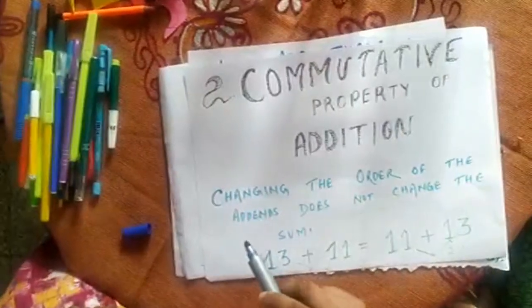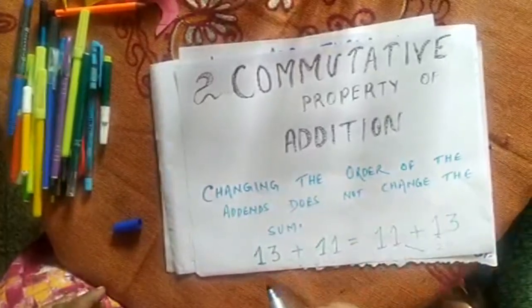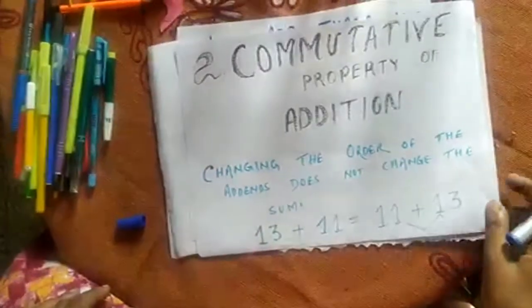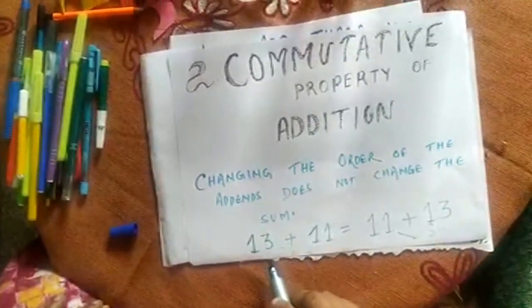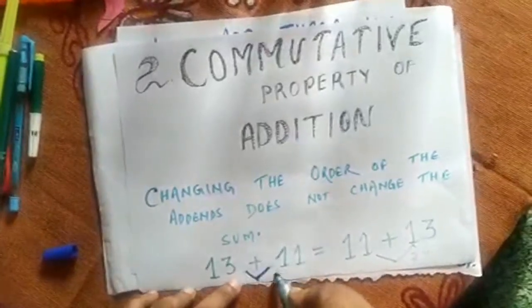Of addition: changing the order of the addends does not change the sum. Here 13 plus 11 is equal to 24.